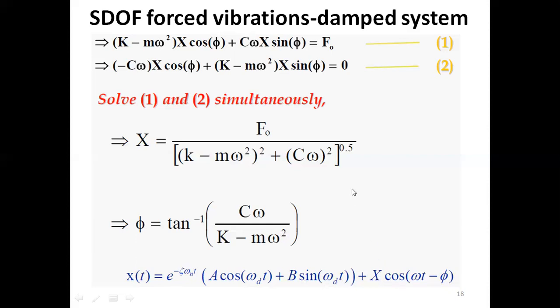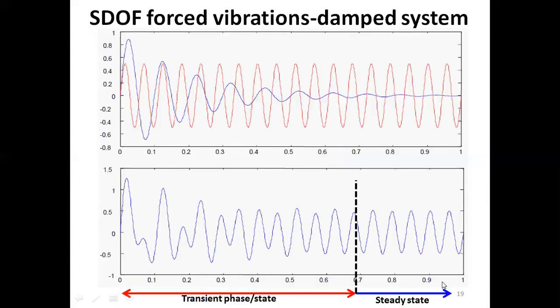For capital X, we have already derived the mathematical model, which is the amplitude of the steady state response, and the initial phase of the steady state response. Now here you are looking at the plot of the transient response and the steady state response.